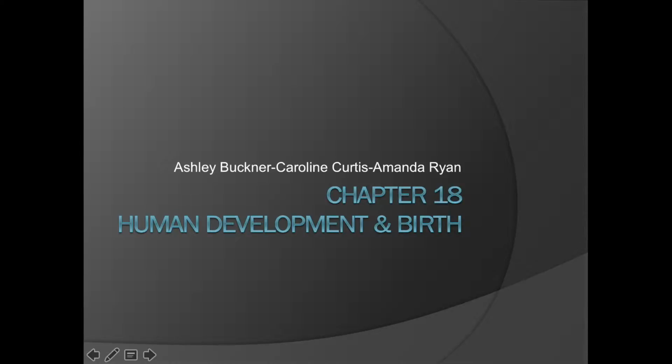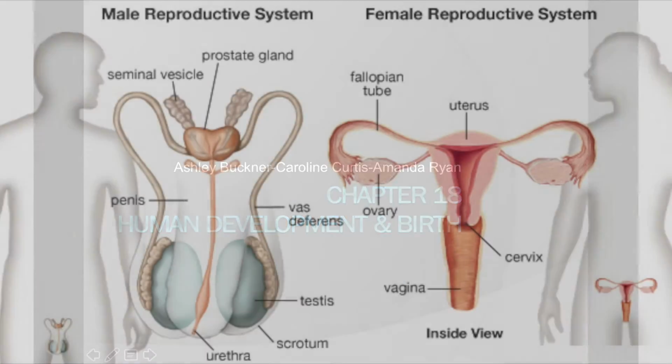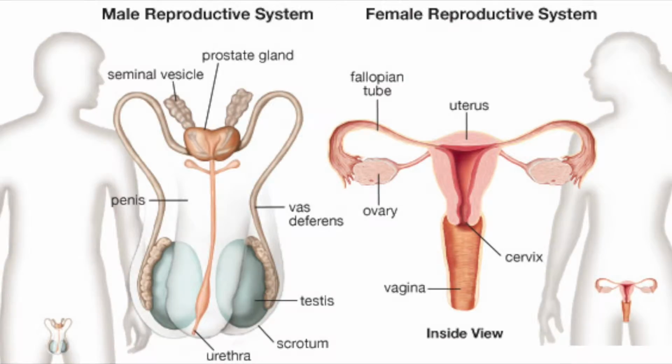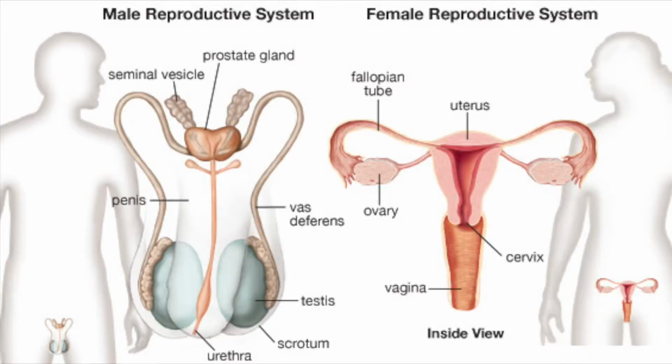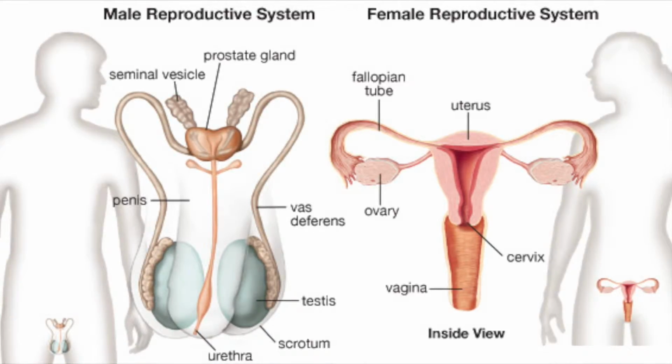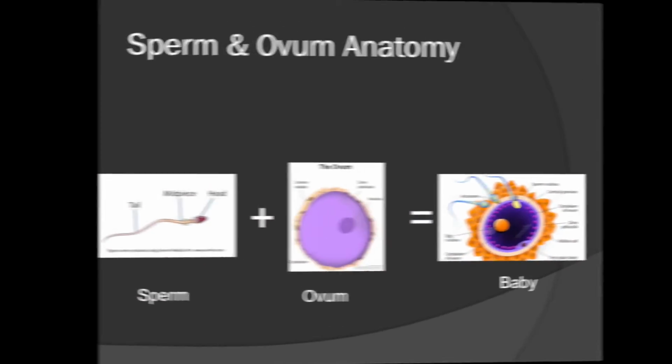This video will cover Chapter 18 of the Human Structure and Function textbook over Human Development and Birth by Ashley Buckner, Caroline Curtis, and Amanda Ryan. Unlike other systems of the body, which are the same in males and females, the reproductive system is quite different in both. The sperm of the male and the ovum of the woman come together to develop a child that will eventually become fully sexually mature after puberty.